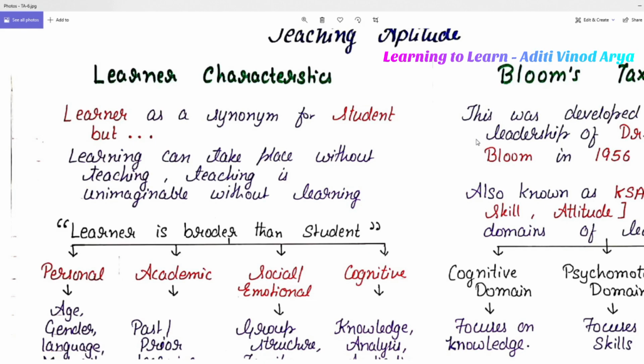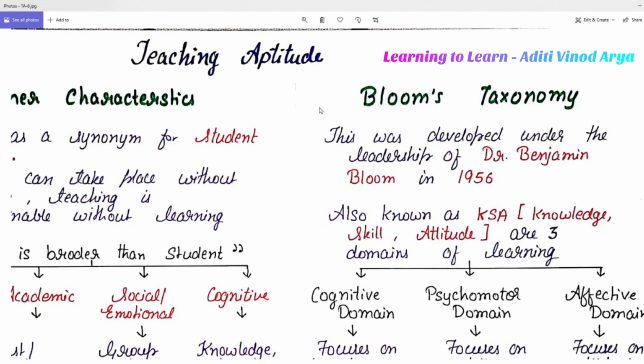Now let's go to the next point, that is Bloom taxonomy. This is one of the easiest topics you will ever learn. Bloom taxonomy was developed by Dr. Benjamin Bloom and his team in the year 1956. This is also known as KSA. What is KSA? Knowledge, skills and attitude.